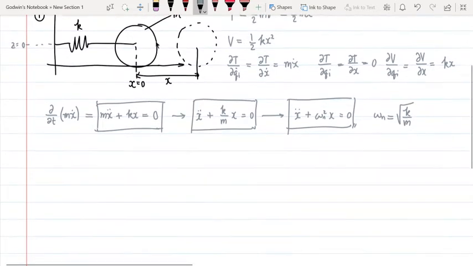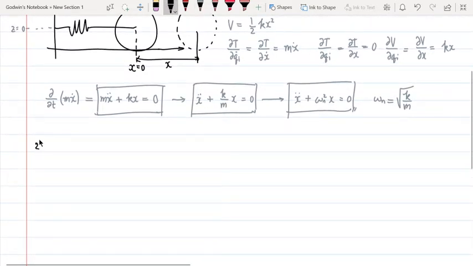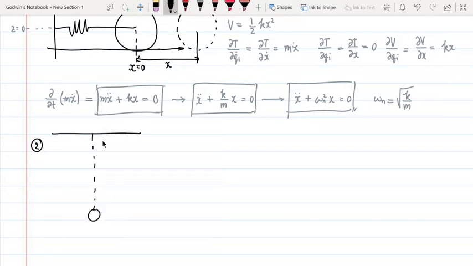So number 2, we now have a pendulum. Okay, so let's let this be our equilibrium position, and let's let this be a straight line. Imagine a straight line, and let's imagine this to be a small enough value of theta.